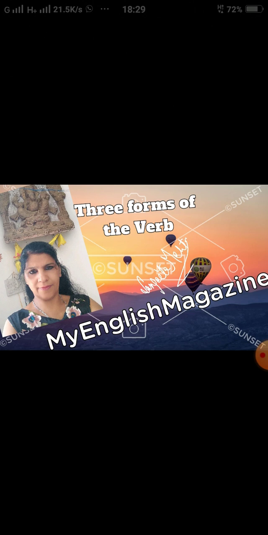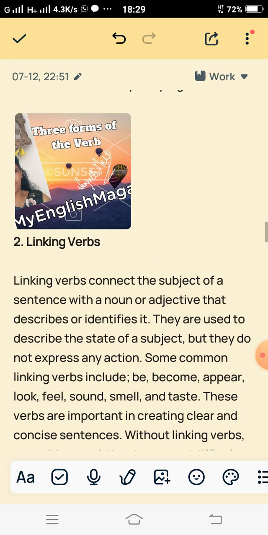Today I explain to you verbs. Now, linking verbs. What are linking verbs? Linking verbs connect the subject of a sentence with a noun or adjective that describes or identifies it. They are used to describe the state of a subject, but they do not express any action.